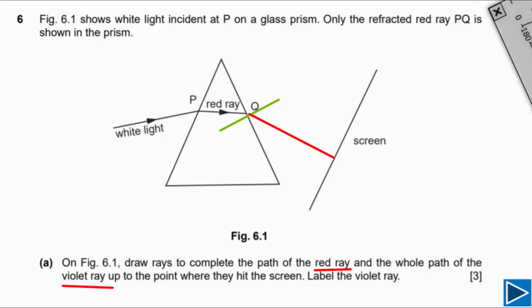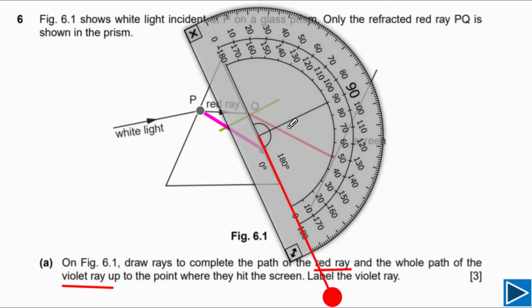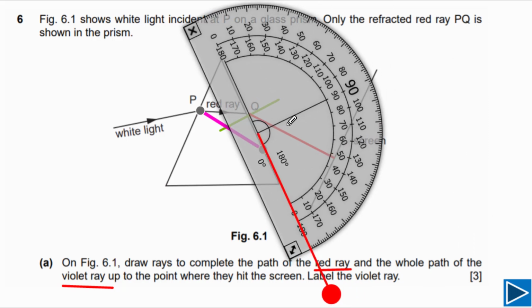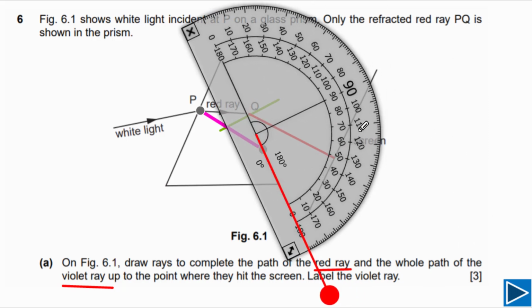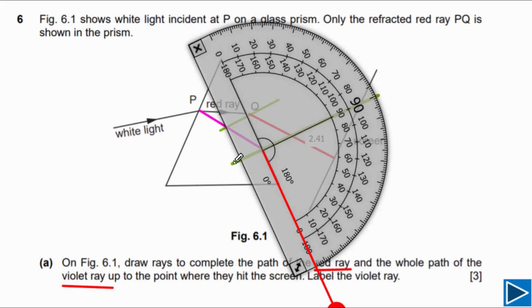Now we need to draw for the violet light. Violet has higher frequency, so it means violet will bend more, will refract more. So this will bend like this. Again, at this point we need to draw the normal. We will use green color, so we can draw the normal line. First of all, let me move this one here. At this point we can draw the normal line here, so let me make it shorter. So this is our normal at this side.